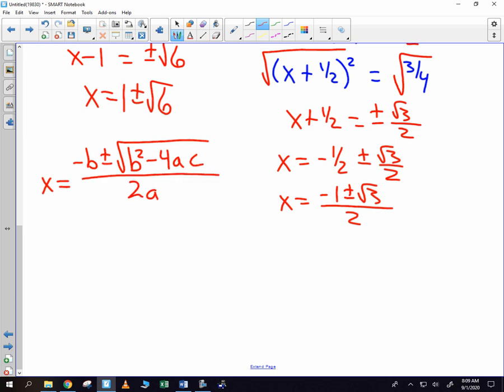And I know that that looks cumbersome. You're going to use it a lot, so learn to love it. It's a good thing to use. We use that when solving ax squared plus bx plus c is equal to 0. You can always use the quadratic formula as well.